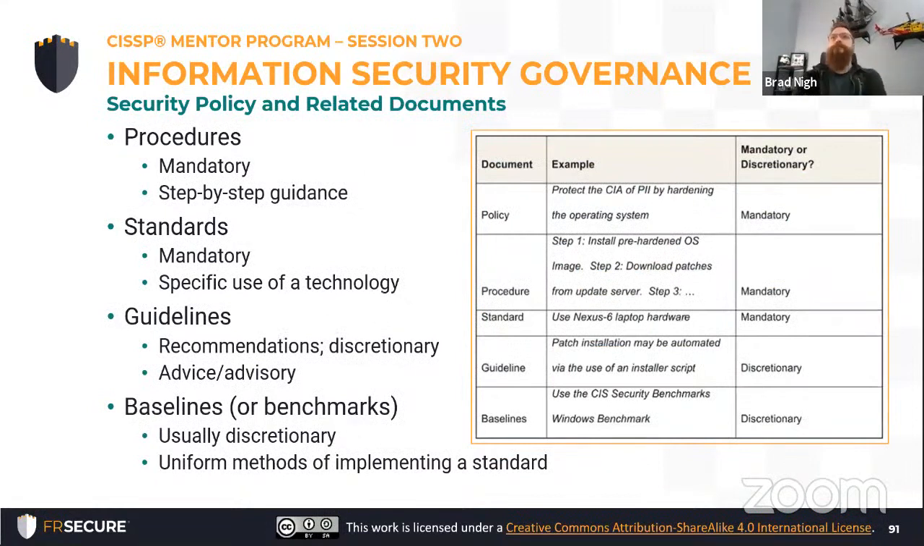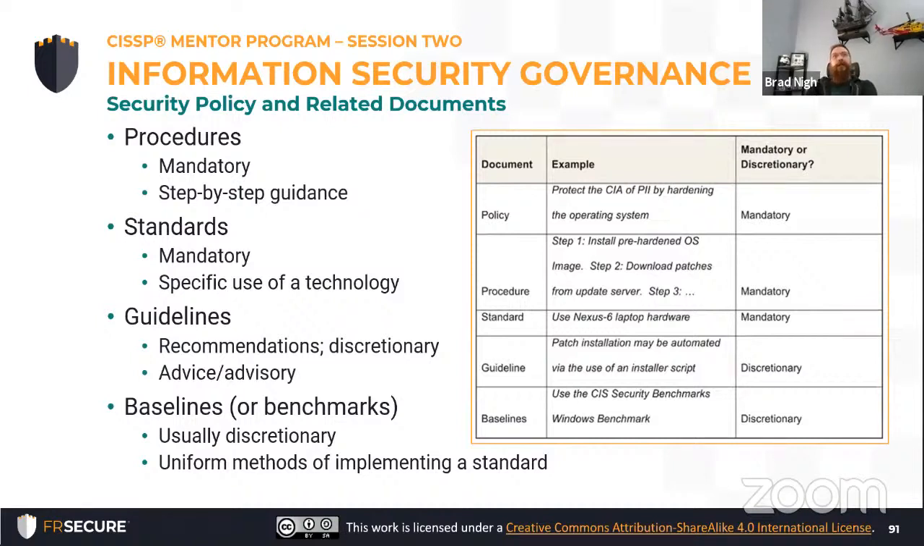Okay, so when you do that, you've got your policies at your high level, and then you've got your supporting documents. That's how I like to look at it. So here you can see on the right, there's a really good table. Your policy says, hey, high level, I need to protect the CIA of PII by hardening the operating system. That is mandatory, but you notice it's not prescriptive, right? It doesn't say how you have to protect it. It just says you have to protect it.